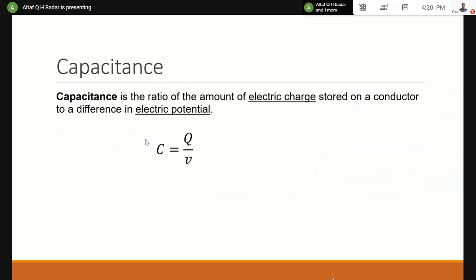Then the capacitance which comes up is a very simple thing. Actually, there are two to three topics which are very simple, like capacitance, inductance. So let us not spend more time on it. Capacitance is the ratio of the amount of electric charge stored in a conductor to the difference in electric potential. So you have C equals Q by V. V is the electric potential, Q is the electric charge, C is your capacitance.